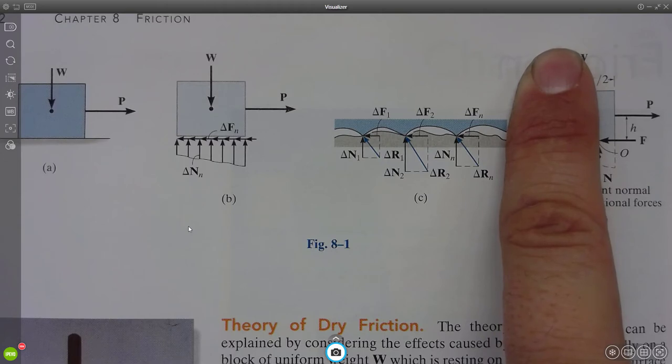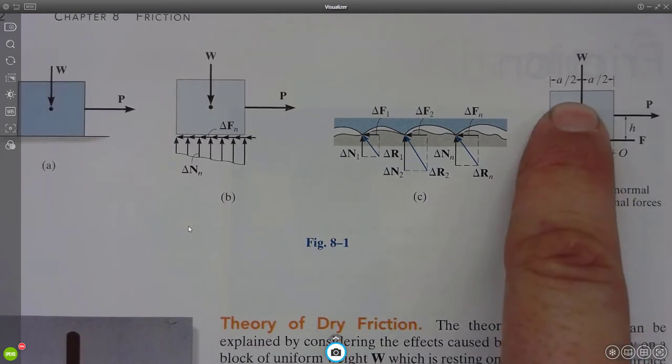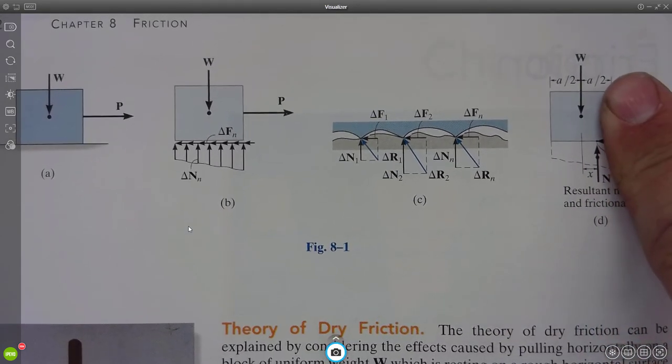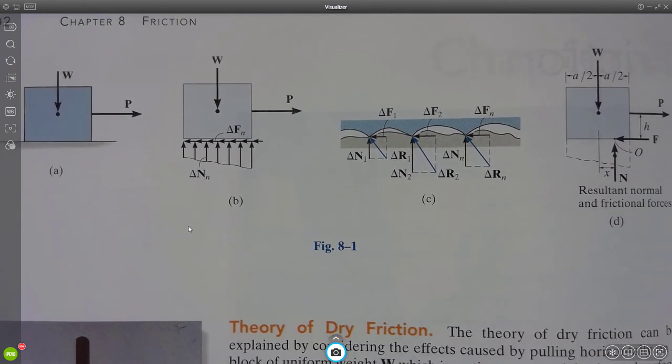Okay? How is that counteracted? When we push on a box on the ground, it doesn't start rolling, typically. That happens because the normal force is no longer directly underneath the center of mass. The normal force now is this. Which direction of a couple would this cause? Counterclockwise. Spoiler alert, they counteract each other.